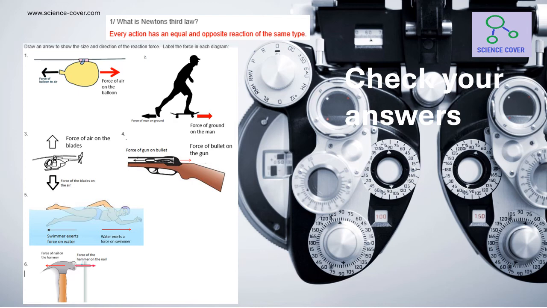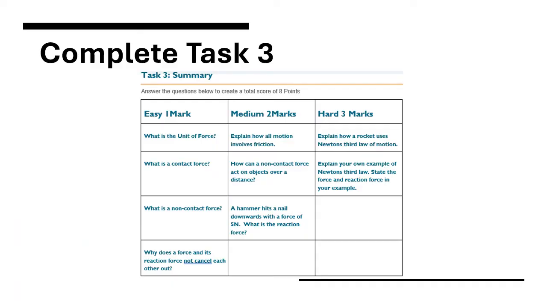For number 3, we have a force up, and that is the force of the air on the blades. For number 4, the reaction force is to the right, and that is the force of the bullet on the gun. For number 5, the reaction force is to the right, and that is the water exerting a force on the swimmer. And for number 6, we have a force to the left, and that is the force of the nail on the hammer. Pause the video now and complete task 3, the summary task.